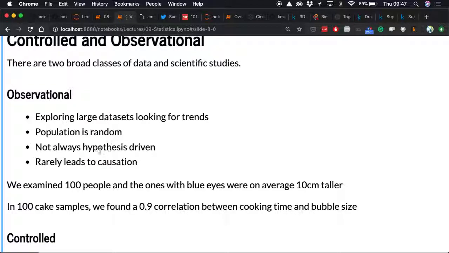The problem with this is that it rarely leads to causation. It's a very, very useful data set. It's very good for understanding trends and for suggesting hypotheses, but it doesn't give you the same kind of scientific evidence as a controlled study does. There are certainly circumstances where it can, and there are lots of circumstances where you don't have any other way of doing that kind of experiment.